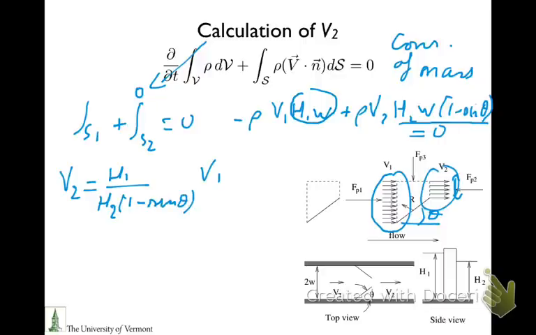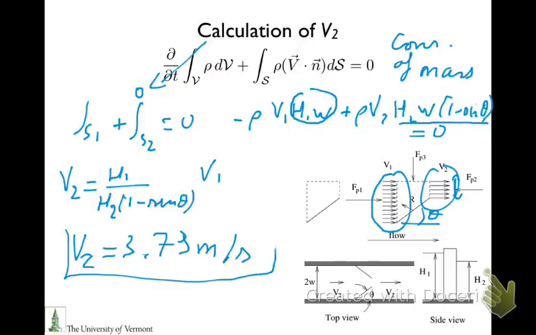When you plug in all the numbers, H1 is 3 meters, H2 is 2.75 meters, theta is 50 degrees, and V1 is 0.8 meter per second, you get V2 is equal to 3.73 meter per second. So that's your momentum in section 2.